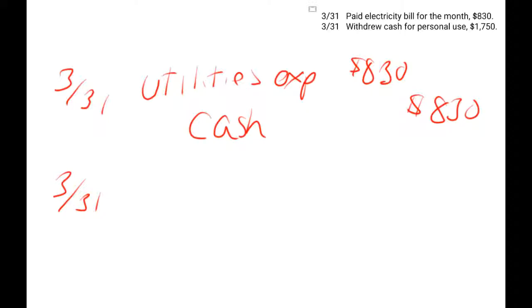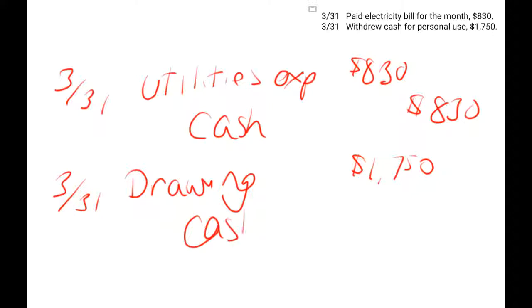Also on March 31st, we withdrew cash for personal use. This is talking about the owner of the company, who happens to be Cami Jardine, but we'll just call it a drawing account, for the $1,750. And that would mean that our cash is decreasing because she's drawing it out of the funds for the company.